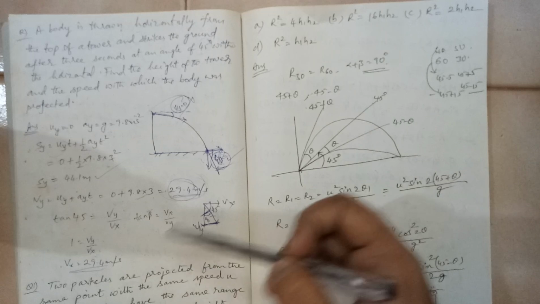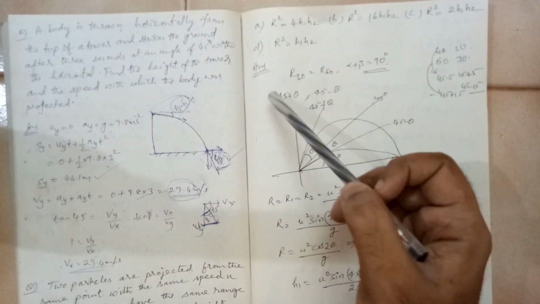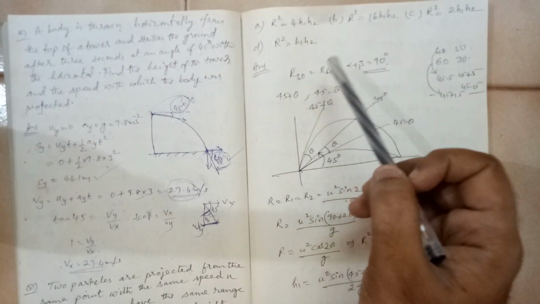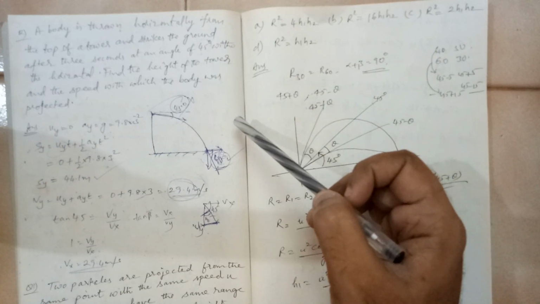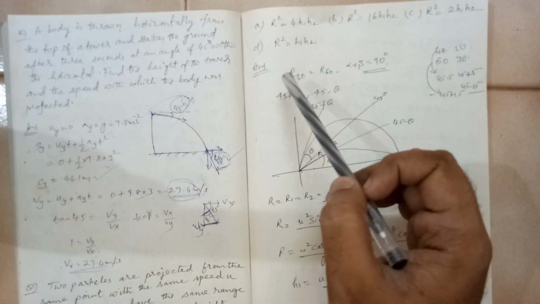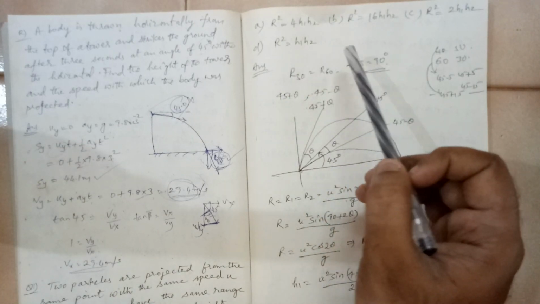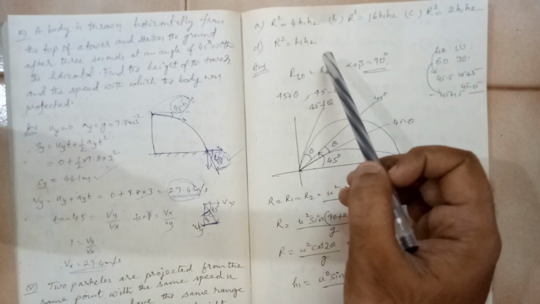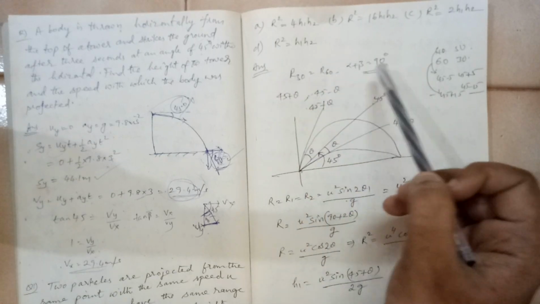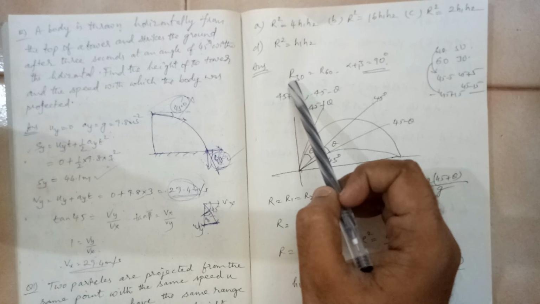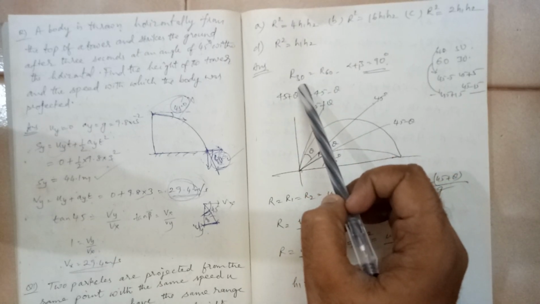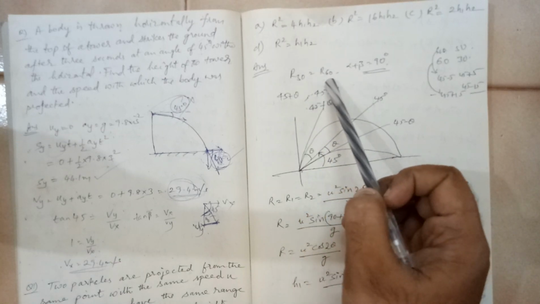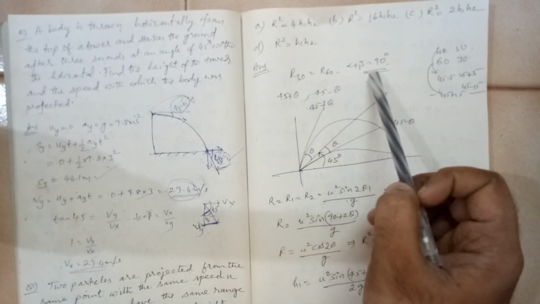Now, if you recollect, in the previous class we have studied that for two particular angles the range will be equal, and those angles will be in the form theta and 90 minus theta. That means if you add those angles you will get 90 degrees. Like R30 is equal to R60. R30 means range at 30 degrees will be equal to range at 60 degrees. You can see here 30 plus 60 is 90. So this is the condition.